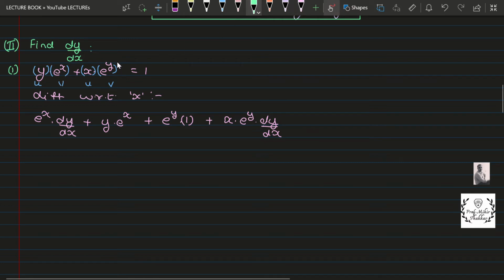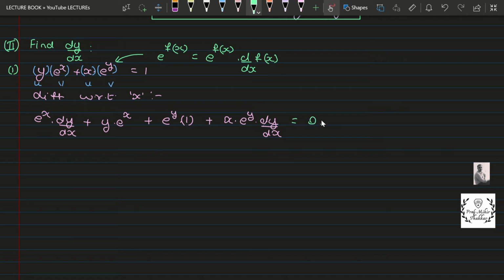How do we get this? I consider e raised to y as e raised to fx. So the answer for e raised to fx is e raised to fx into derivative of fx. As I told you in the beginning, anything other than x is always fx. Therefore here also y is same as fx. And derivative of the last term, which is 1, which is a constant, the answer is 0.